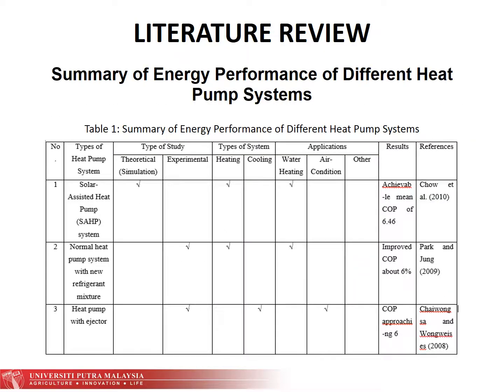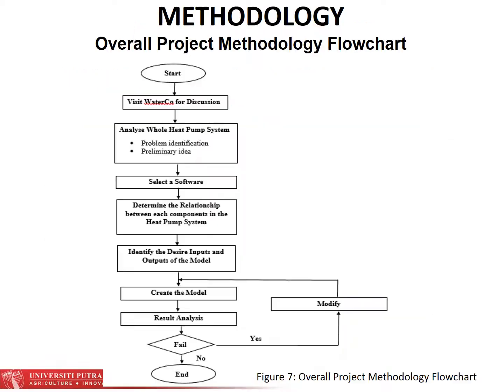So we have come to the last part of the literature review. Table 1 shows the summary of energy performance of different heat pump systems. From the findings of Chow 2010, the achievable mean COP for the solar assisted heat pump system is 6.46. From Park and Jong 2009, they improved COP by about 6% with the new refrigerant mixture. With Chaiwongsa and Wongwises 2008, their COP is approaching 6 by using the heat pump with the injector. Moreover, we are moving to the methodology of this project.